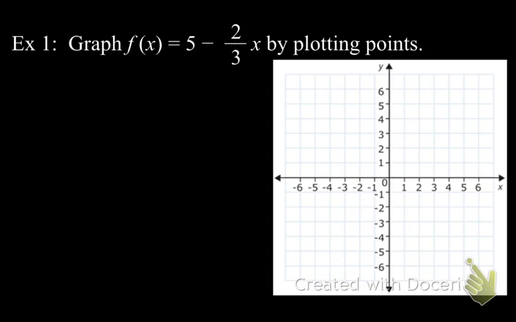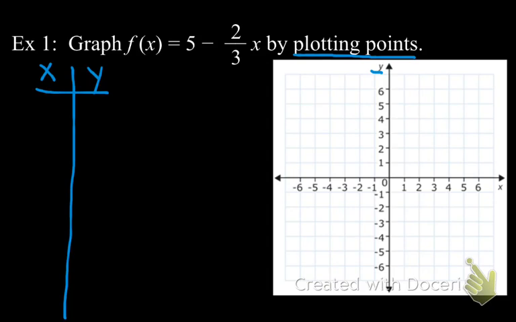Let's get right to example 1 here. We're going to graph this first one by plotting points. So the directions here say we're going to plot points. So that means we're going to make a t-chart, and when we make our t-chart, we have our x column, and then instead of f of x, I'm just going to use y because that's what our graph is labeled anyway. It doesn't really matter. F of x and y are basically interchangeable.